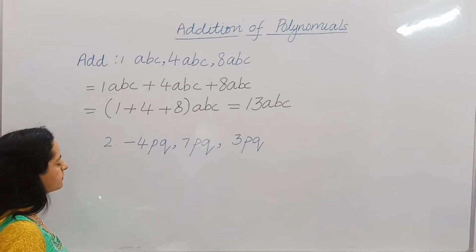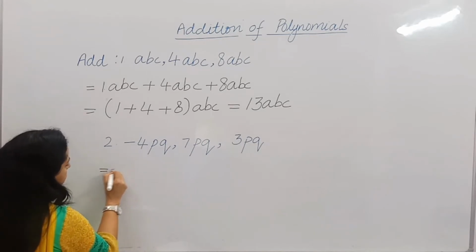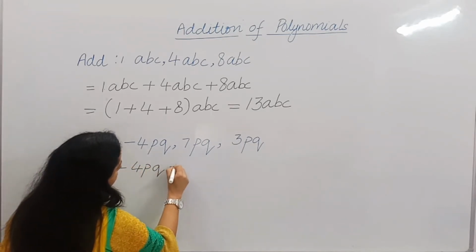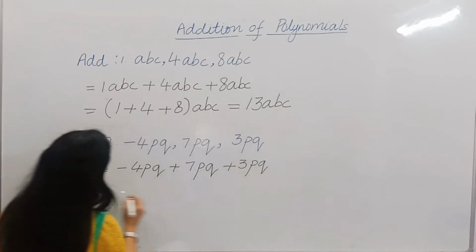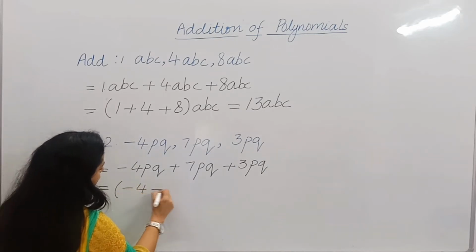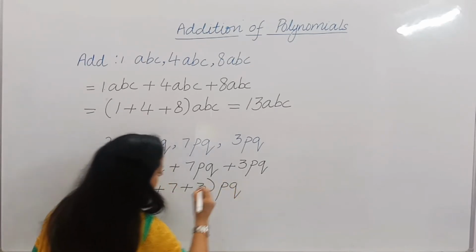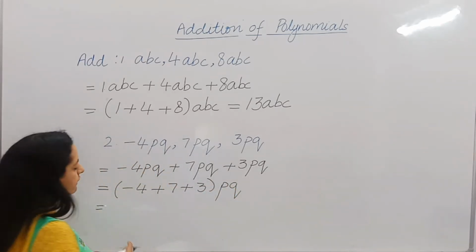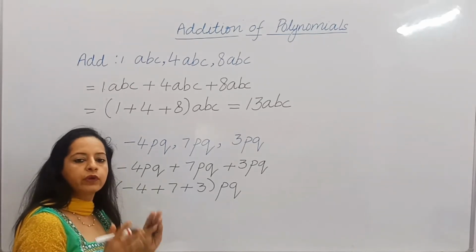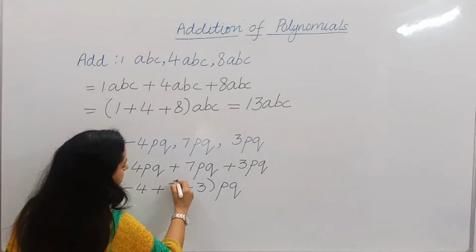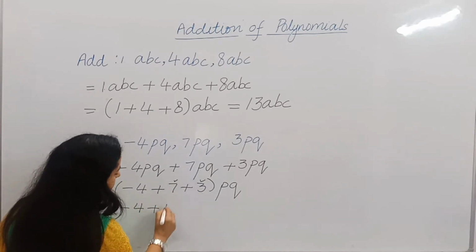Trying one more question on these. Here again we have got all these like terms, so let us add them. Minus 4PQ plus 7PQ plus 3PQ. Taking the numerical coefficients minus 4 plus 7 plus 3 and the literal coefficient common, it is outside the brackets. In this case, I have got one number with a negative sign, the other two with a positive sign. So we add the numbers with the same sign. Adding these two together, we write minus 4 plus 7 plus 3 is 10.